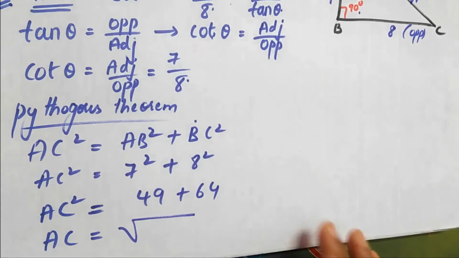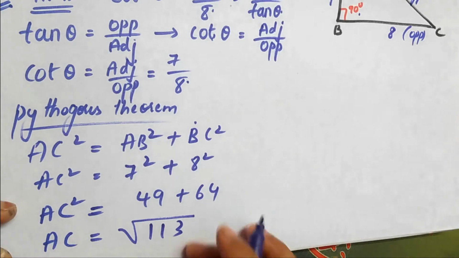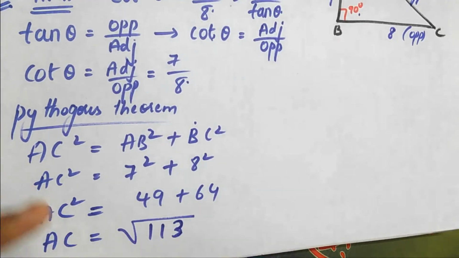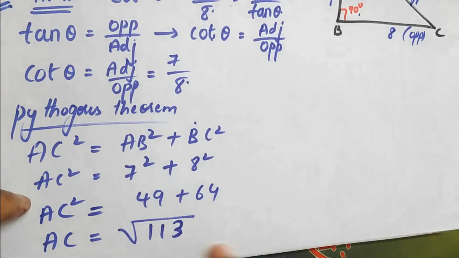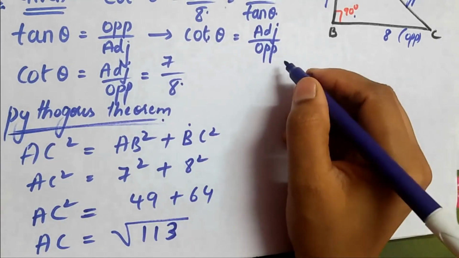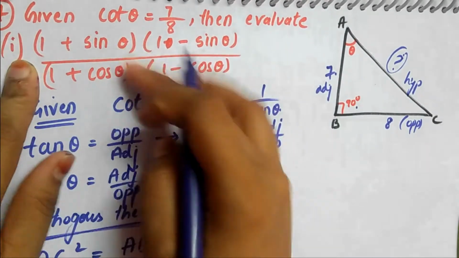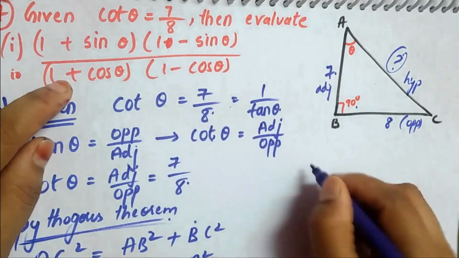AC is root of 113. Since we can't take out the square root, even if we take it out we will be left with a square root. So we will be leaving it as it is, AC as square root of 113. Now, seeing the problem, what we need to find out is only two ratios, right? Sine and cos are repeatedly asked here.